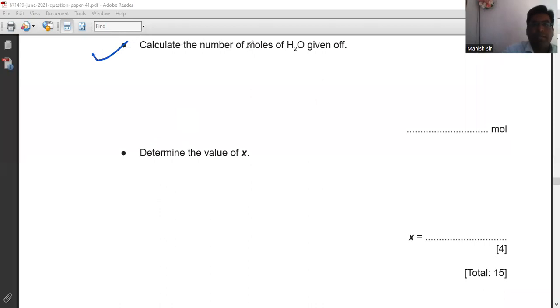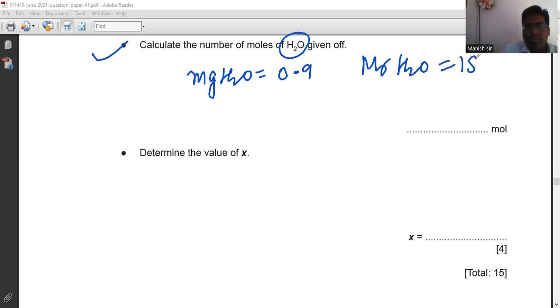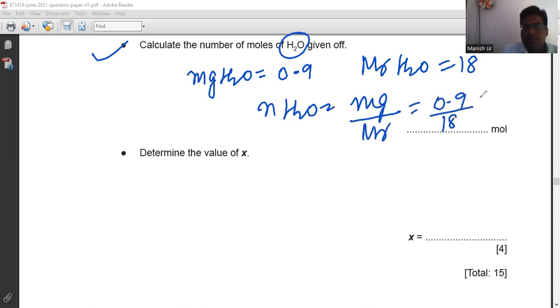Next we have to calculate the number of moles of water. So the mass of water is how much? It is 0.9, we have calculated. And the molar mass of water we know is 18. So moles of water will be equal to mass given divided by molar mass. So it is 0.9 divided by 18. So it will be 0.05. So moles of water will be 0.05.